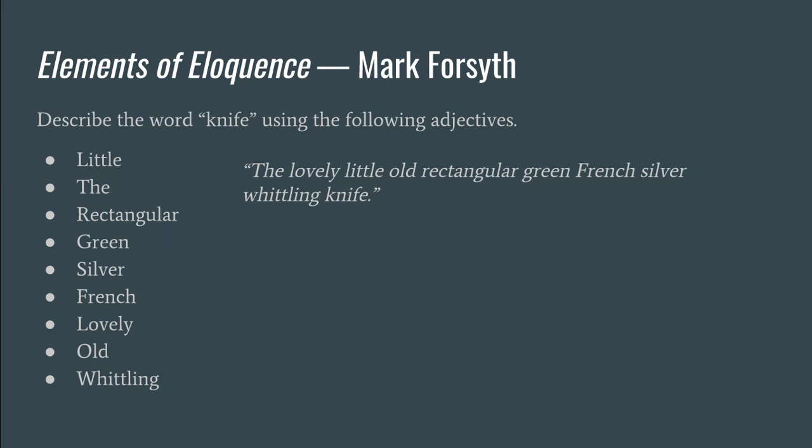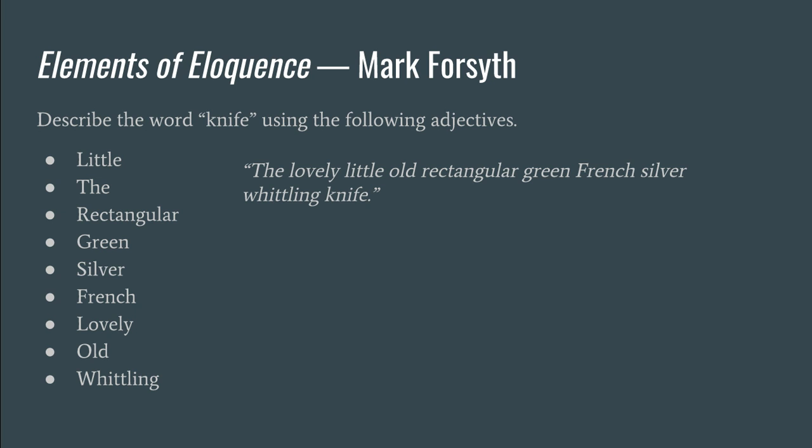So this is what Forsyth shows we generally put. This is the correct order that we generally use in English. So the lovely little old rectangular green French silver whittling knife. Obviously, this isn't an accurate example for something that we would read in a book or something like that, but it gives a good example of how we have this innate grammar that we don't really think about, we just kind of know. So when given this list of adjectives, native English speakers will almost always put the adjectives in this correct order. So it starts with opinion, size, age, shape, color, origin, material, and then purpose.